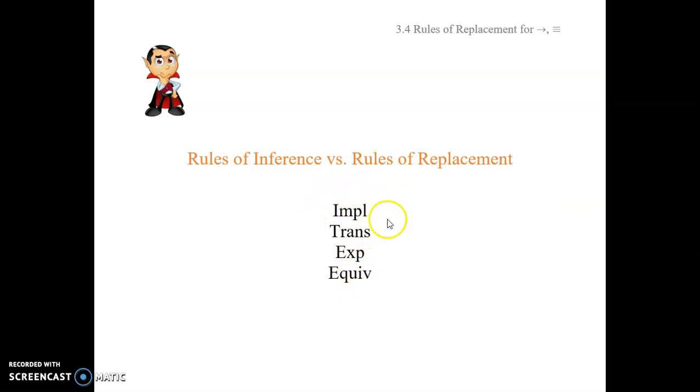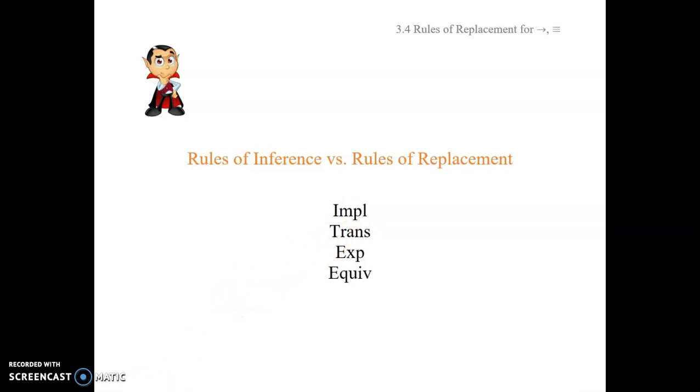Let's jump into our first rule of replacement for today, implication, which is very useful because it allows us to switch between the arrow and the V for disjunction. So you can move back and forth between those two, and the rule Impl is the rule that allows us to do this.